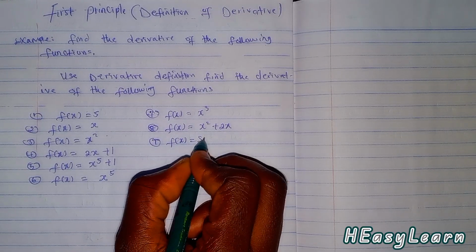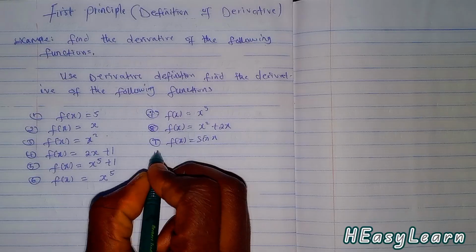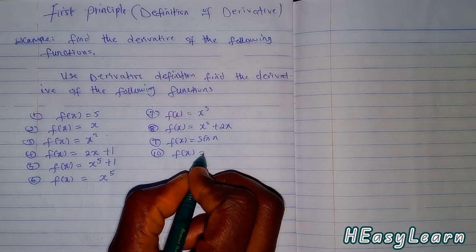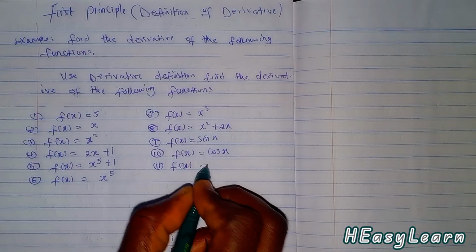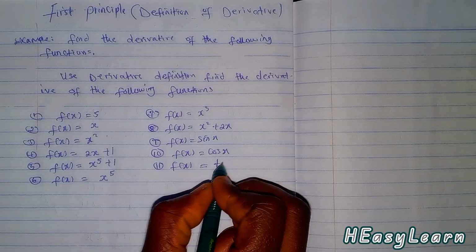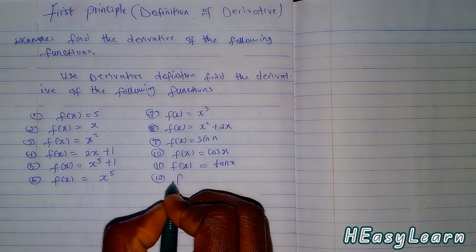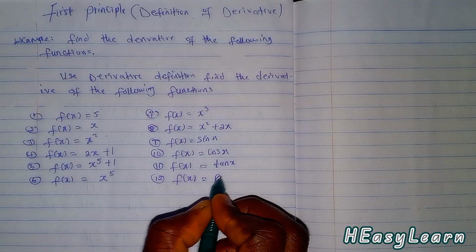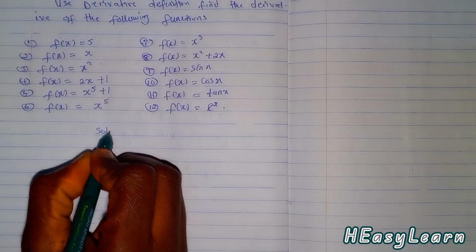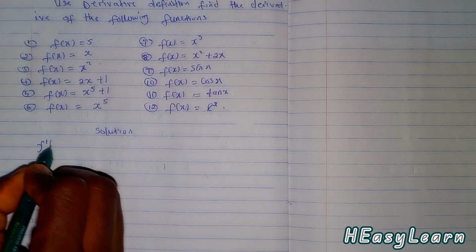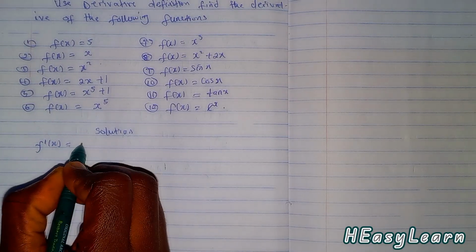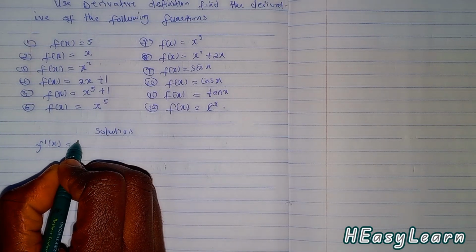f of x equals sine x, cos x, tan x, exponential x. Solution: to use the definition of derivative to find the derivative of the following function.